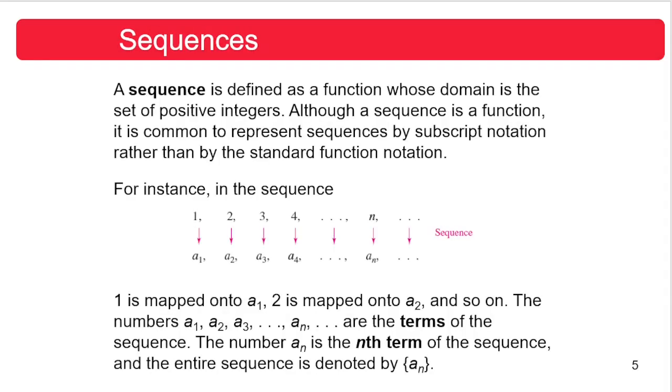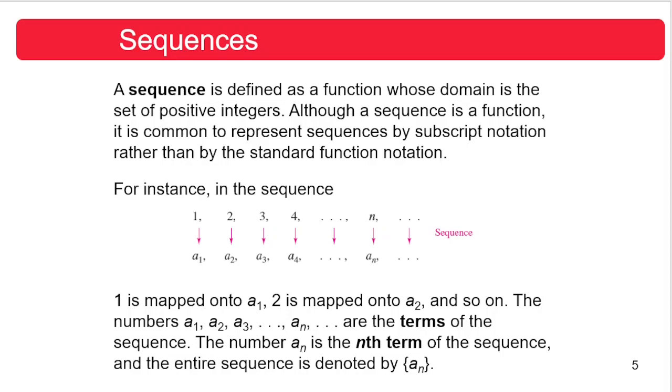Okay, but what is a sequence? A sequence is defined as a function whose domain is the set of positive integers. Although a sequence is a function, it is common to represent sequences by subscript notation rather than by the standard function notation. For instance, given the set of positive integers from 1 to n up to infinity, you have this set a sub 1 up to a sub n, up to infinity, which are called the terms of the sequence.